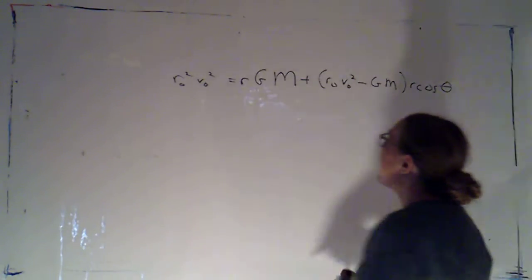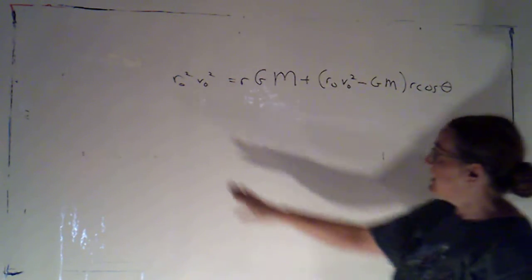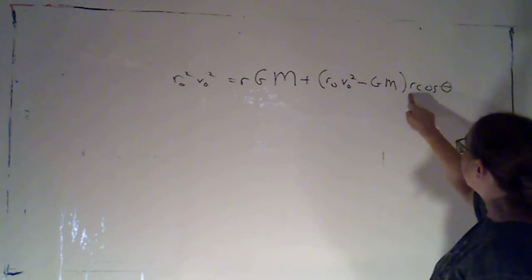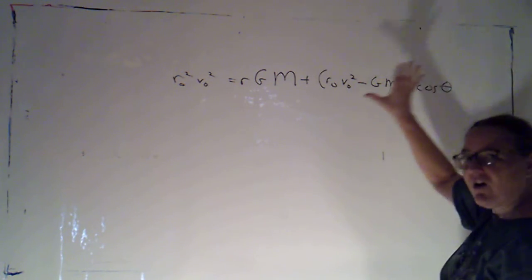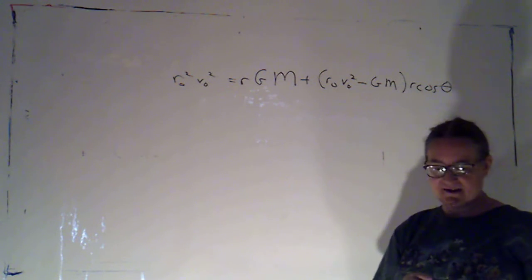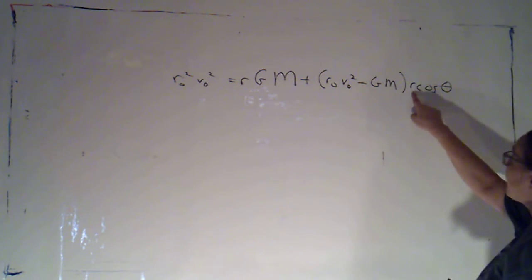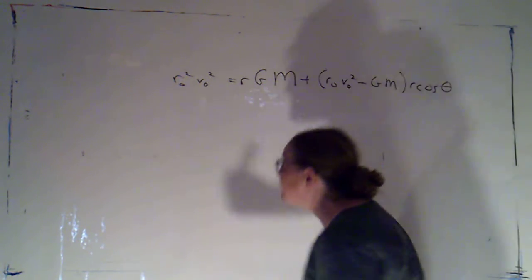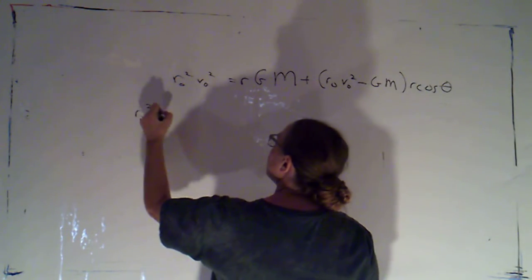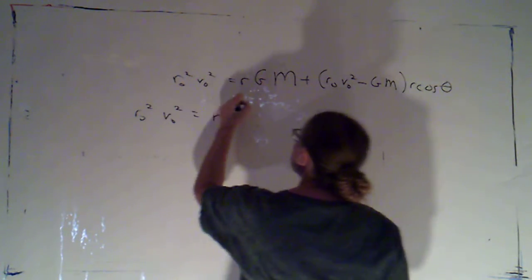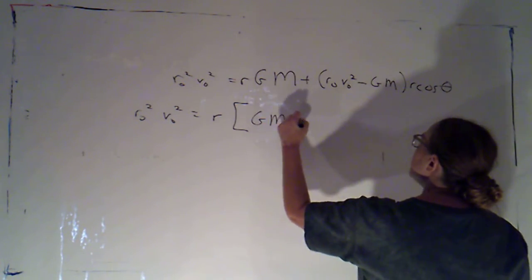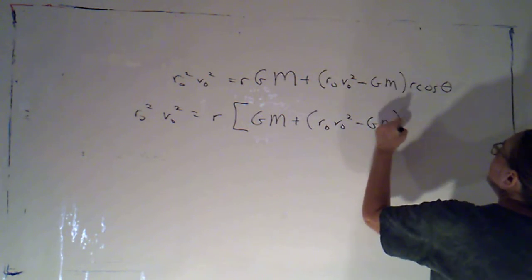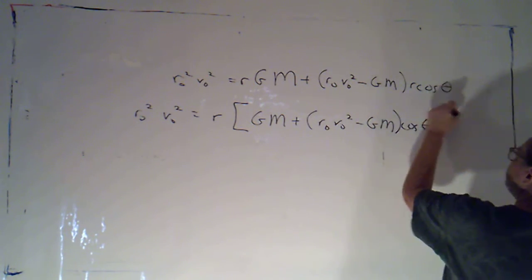And notice, everything in this equation is either a constant, or it's R, or it's theta, where R and theta are my polar coordinates. And R appears once in both terms on the right and doesn't appear at all on the left, so I can factor it out. So R naught squared V naught squared is equal to R times (GM plus (R naught V naught squared minus GM) times cosine of theta).